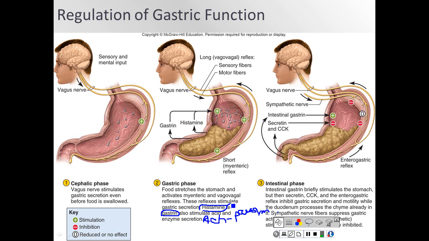Our histamine is a paracrine secretion from the enteroendocrine cells of the gastric glands. And then we have the gastrin, which is a hormone produced by the enteroendocrine G cells in the pyloric gland.